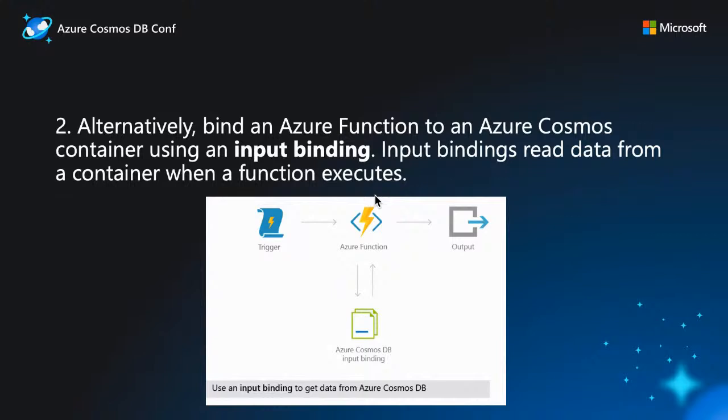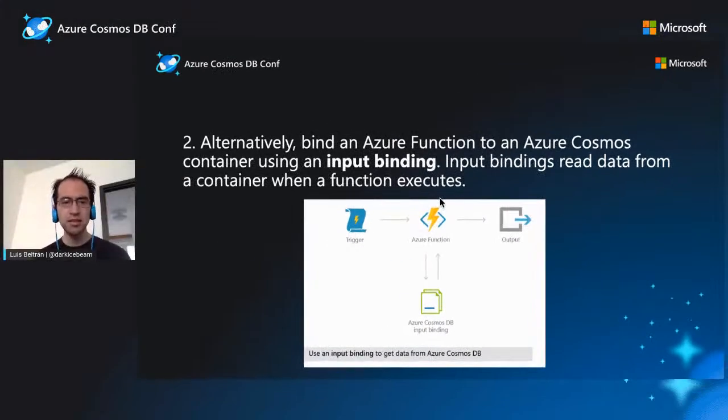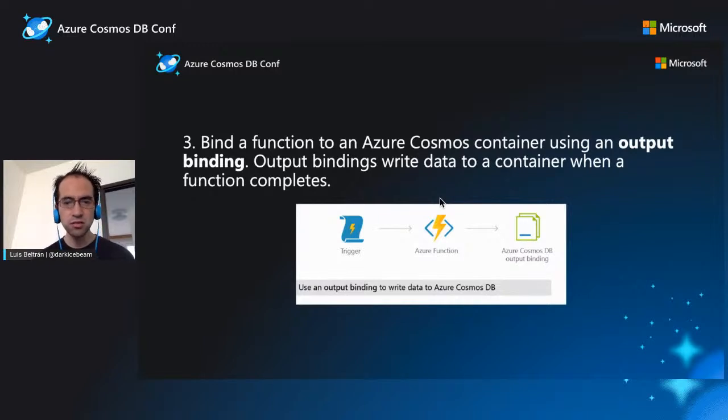So you set up the connection for your Azure Cosmos DB, and you can use this element, you will see, with very few lines of code and retrieve the data that you have in your Cosmos DB. And yeah, that would be the input binding. It will read data from the container when the function executes. And the third case is bind a function to an Azure Cosmos container with the output binding. You will use this when you want to write data, for instance, when you want to insert a new element.